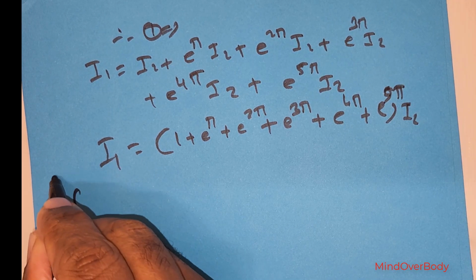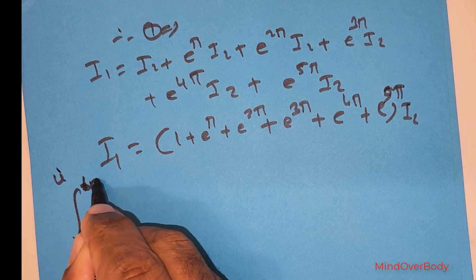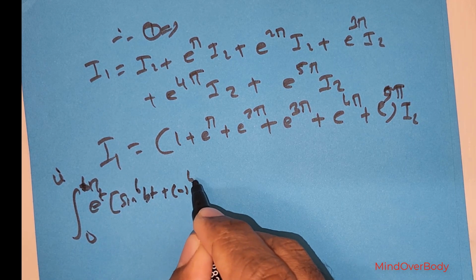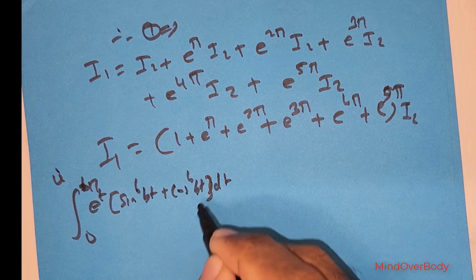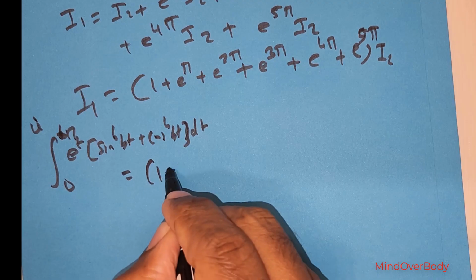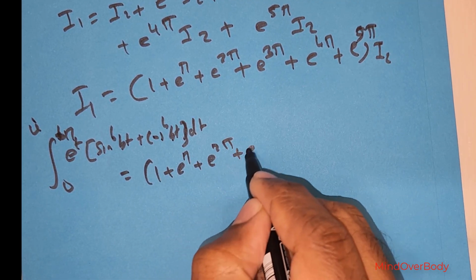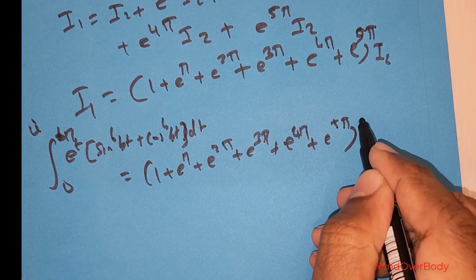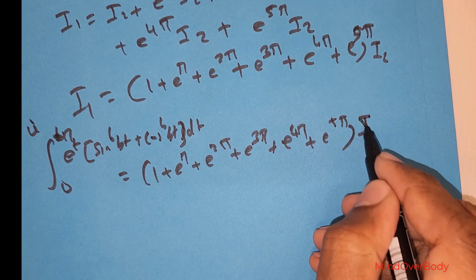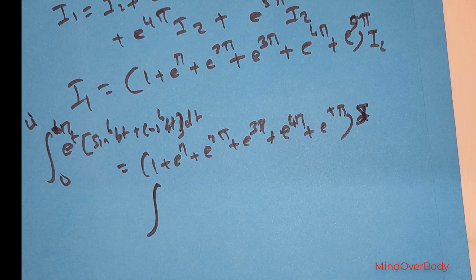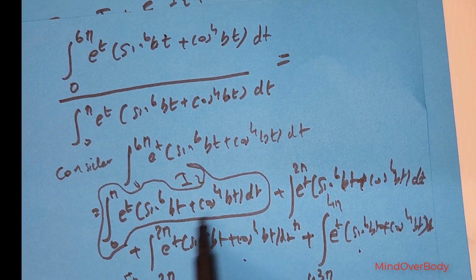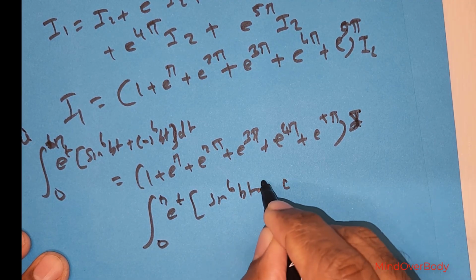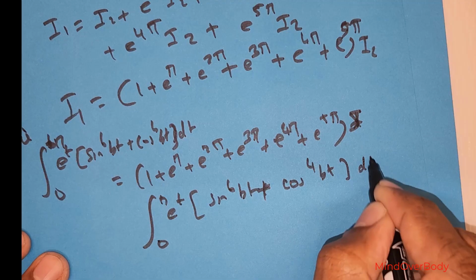So let me write that down. That is 0 to 6 pi e raised to the power of t sine raised to the power of 6 bt positive cos raised to the power of 4 bt times dt is equal to 1 positive e raised to the power of pi positive e raised to the power of 2 pi positive e raised to the power of 3 pi positive e raised to the power of 4 pi positive e raised to the power of 5 pi times I suffix 2. What is I suffix 2? I suffix 2 is this integral, right? So write that 0 to pi e raised to the power of t of sine raised to the power of 6 bt positive cos raised to the power of 4 bt times dt.